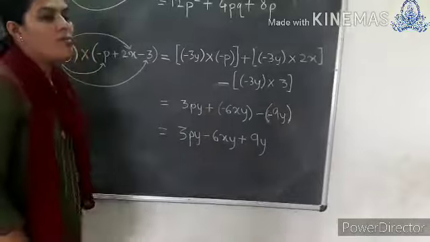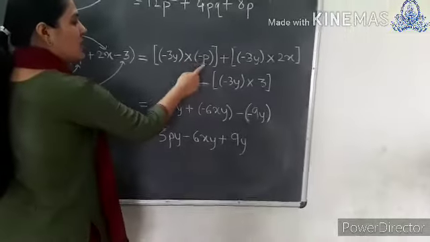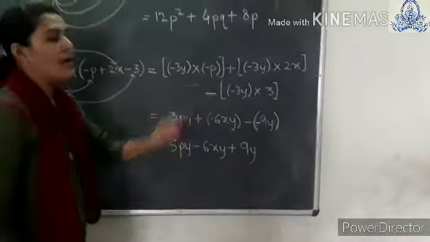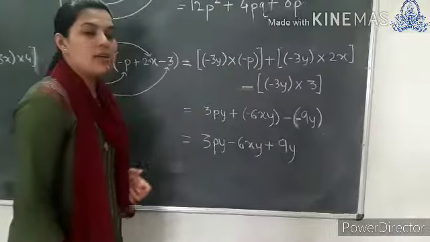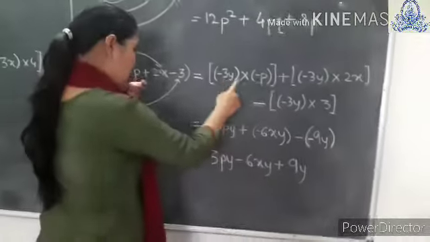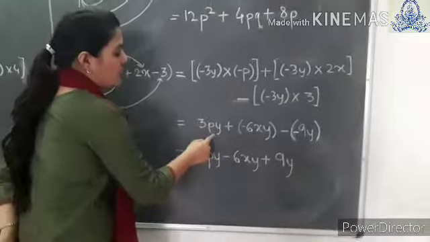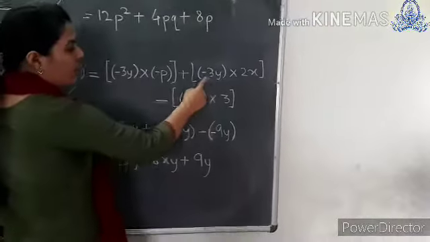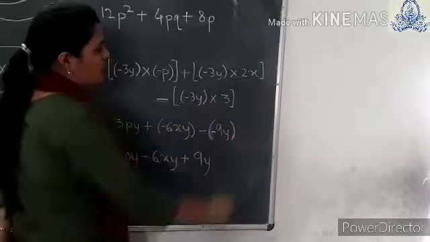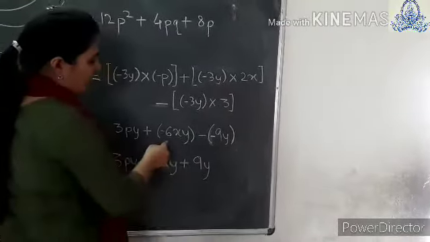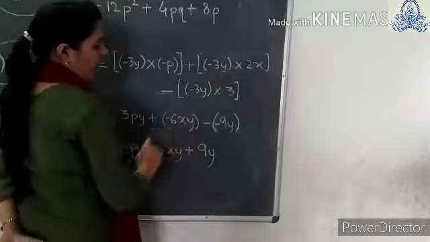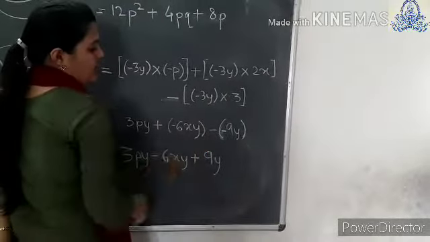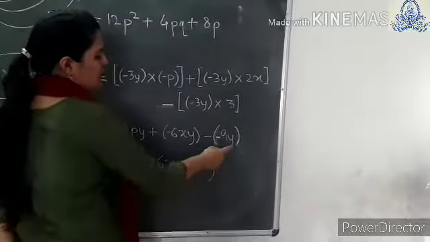So again this is monomial into monomial. Minus 3 into minus 3y, minus minus becomes positive, so minus 3y into minus 3 gives you 9y. Plus, as it is, minus 3y into 2x: minus 3 into 2 is minus 6, x into y is xy. Minus sign as it is, minus 3y into 3 is minus 9y.